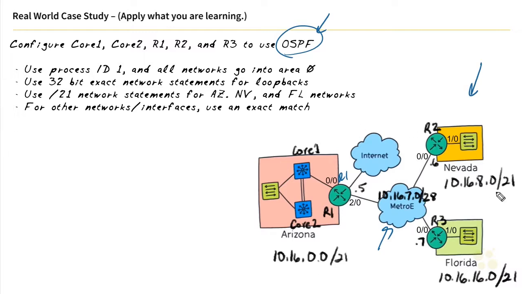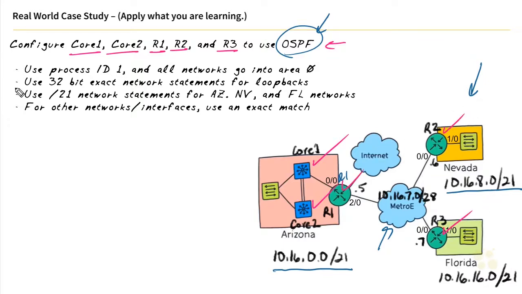And the goal, with OSPF, is to have full connectivity between any of the networks in Arizona, which are on the 10.16.0.0/21 block of addresses, and Nevada, which is 10.16.8.0/21, that range of addresses, and Florida, 10.16.16.0/21, and any IP addresses that fall below that. So our mission, should we choose to accept it, is to configure Core 1, Core 2, R1, R2, and R3 to use OSPF. So let's identify where they are. So here's Core 1, here's Core 2, here is Router 1, here is Router 2, here is Router 3.